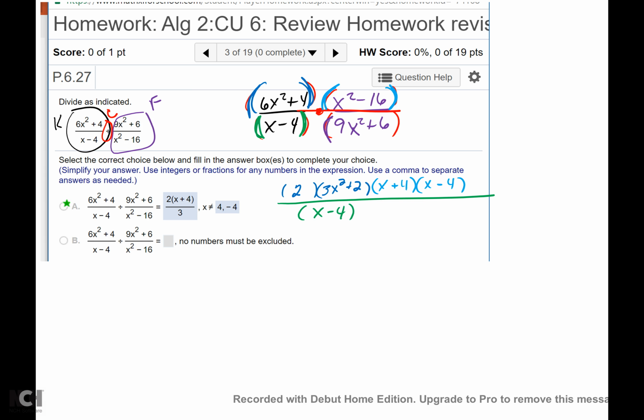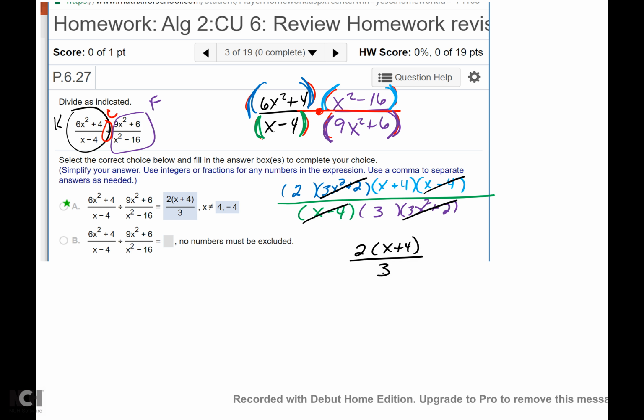And over here in purple, that should be a GCF times what's left. They have a 3 in common. If I factor out a 3, that would be 3x squared plus 2, sorry. And now I can cancel like factors. The 3x squared plus 2 is gone. The x minus 4 is gone. So I'm left with 2 times x plus 4 on top and a 3 on bottom.